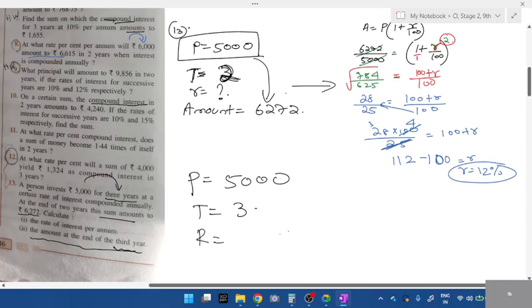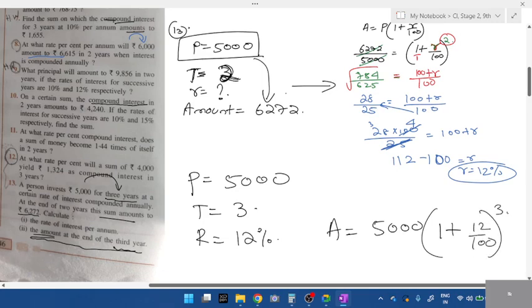Rate is what we got now. What's the rate we got? 12%. What do we need to find here? We need to find the amount. Amount is equal to principal into 1 plus R, where R is 12 divided by 100, to the whole power 3. Complete this.